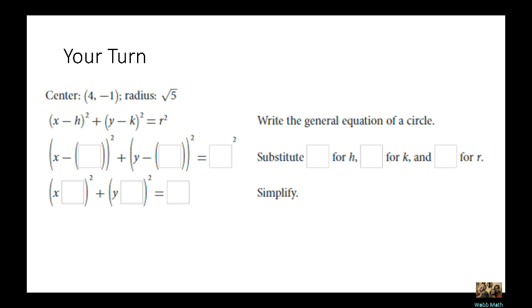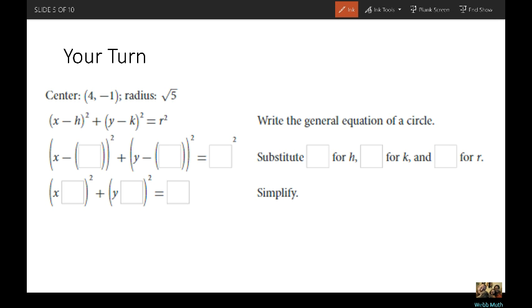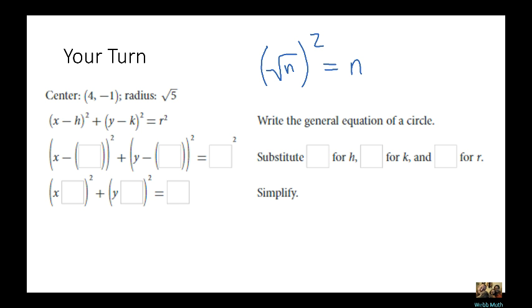All right, your turn. Radius is square root of 5. Now don't freak out, because we all know, or should know, that when you have a square root of some number and then you square it, it's just going to equal whatever the number was on the inside. So don't freak out if your radius is a radical. He's radical. All right. So again, substitute, and then just go ahead and square the square root of 5, and you'll get your equation. So this is your turn. Let me know once you have your answer.